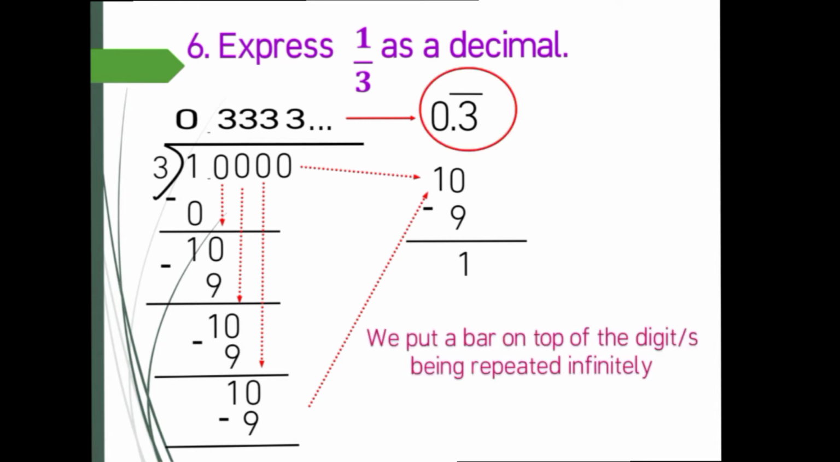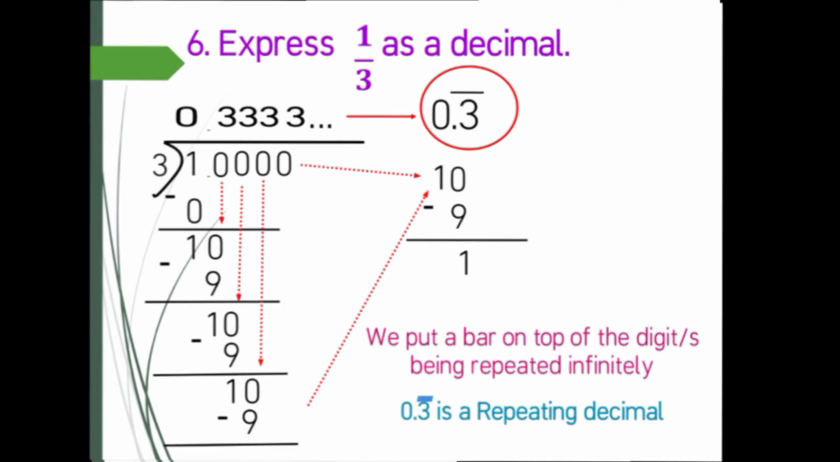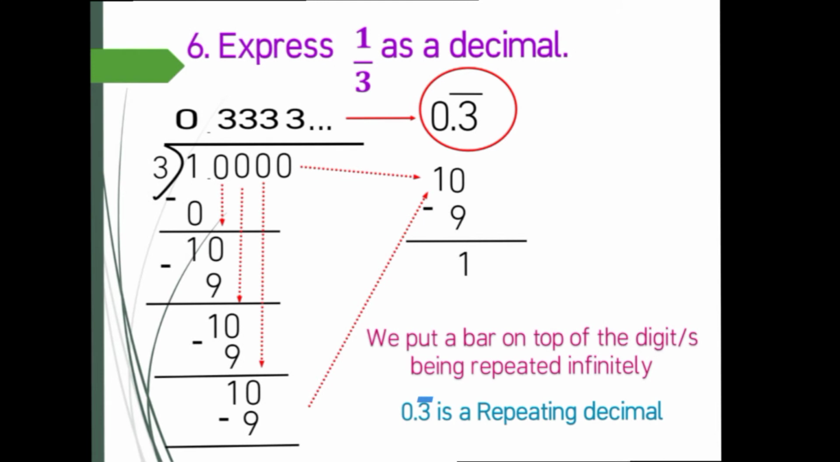So, we put a bar on top of the digit or kung maraming digit being repeated infinitely. So, naglalagay tayo ng bar sa taas ng digit o mga digits na inuulit infinitely. So, 0.3 bar is a repeating decimal. So, pag binasa natin siya, 0.3 bar.